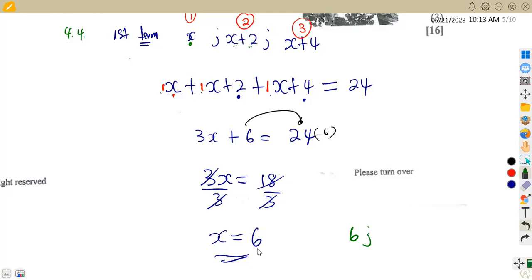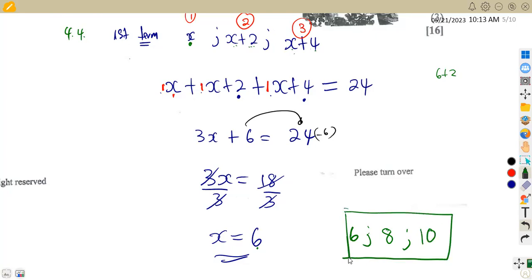So that is our x, which is 6. So it's 6 plus 2, which is 8. The third term is given as x plus 4. So our x is 6, so 6 plus 4, which is 10. So these are the 3 consecutive even numbers that give us a total of 24. So if we add 6 plus 8 plus 10, we must get a total of 24.